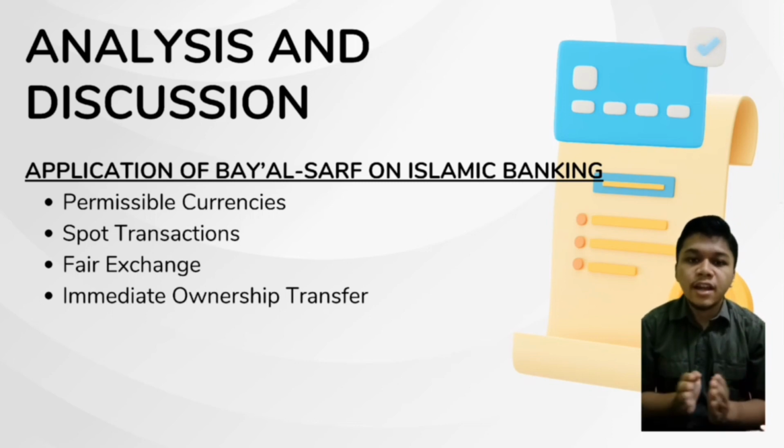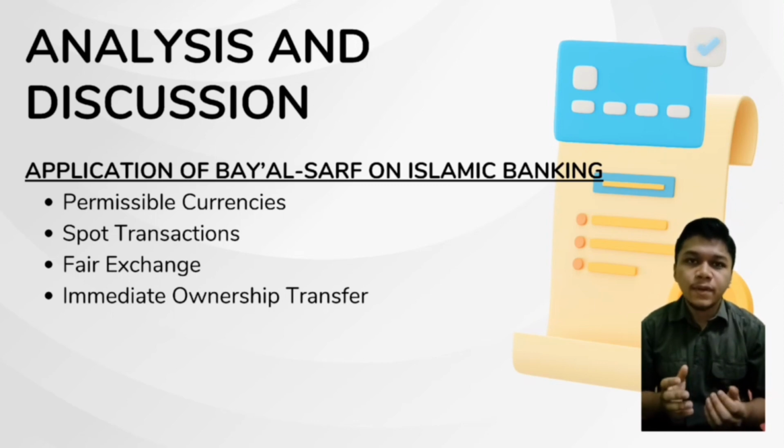So the first one is I apply this on banking institutions. So the first one is permissible currencies. According to Islamic principles, Bai Al-Sarf can only be conducted with permissible currencies. Permissible currencies are those that have intrinsic value, such as gold and silver, or those issued by an authoritative body that maintains their value, such as government-issued currencies.